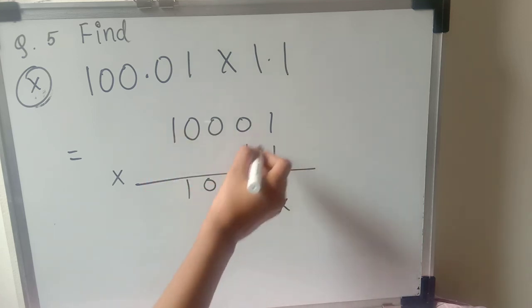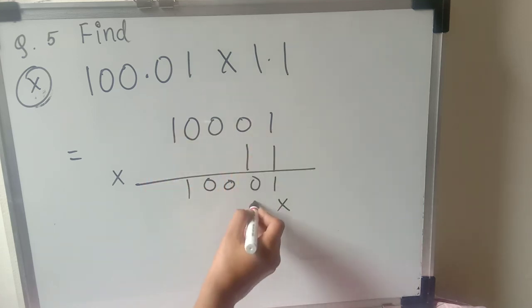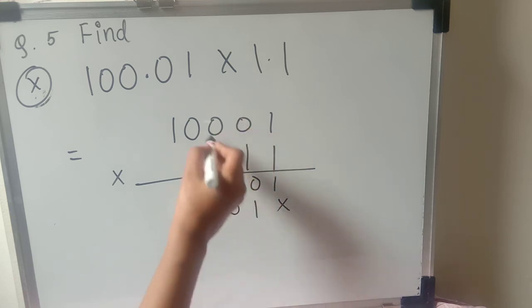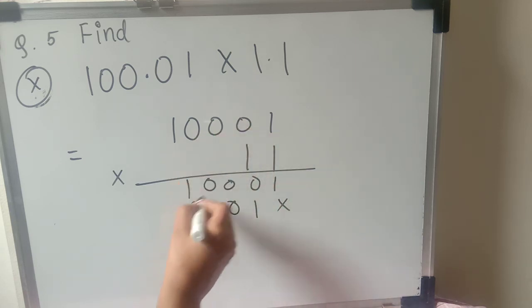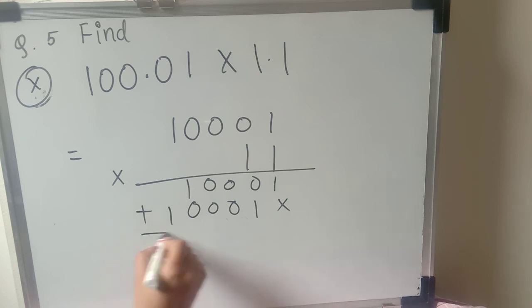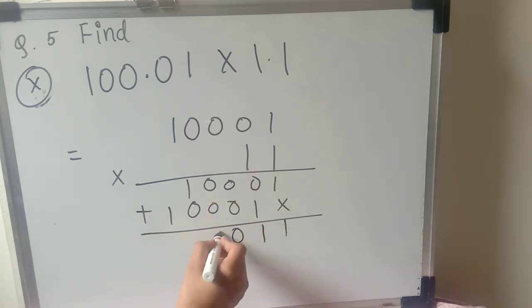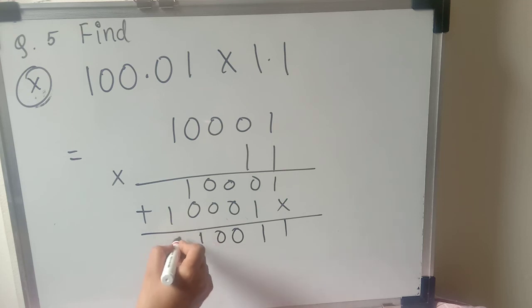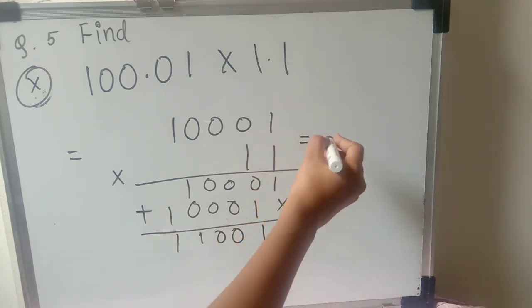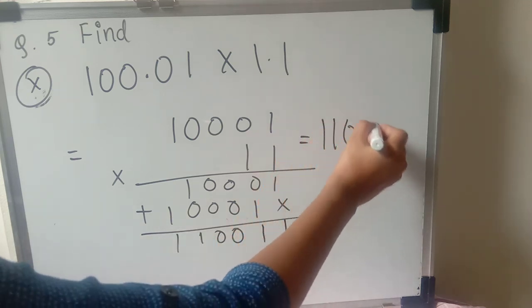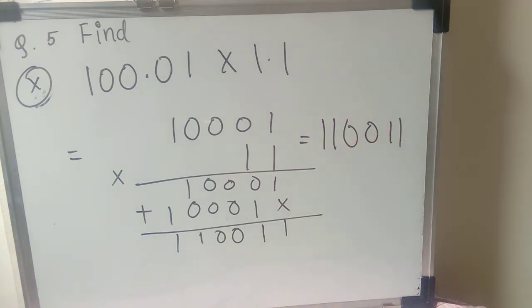Okay, let's take the other number now. 1 1s are 1, 1 zeros are 0, 1 zeros are 0, 1 zeros are 0, and 1 1s are 1. Now add them together. 1, 1 plus 0 is 1, 0 plus 0, 0 plus 0, 0 plus 1 is 1, and 1. So here we got the number, that is 110011. Now how to put the decimal point in the answer?